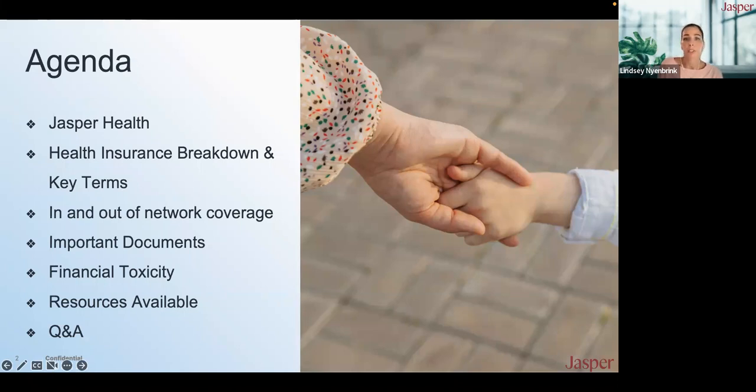Now let's take a look at what you can expect during today's webinar. Today's session will focus on a few key areas. First, we will share a little bit about Jasper Health and the programs available to you through our app and website. We will then answer the loaded question, why is it important to understand my insurance benefits? We will review what health insurance is and why it is important to have, as well as key terms that are important to know when it comes to health insurance benefits. We will discuss the difference between in and out of network coverage. We will also discuss important documents such as an EOB, why it is important, and what you should be checking on your EOB. We will also be going over what financial toxicity means and how it can affect you. Lastly, we will end the webinar with a Q&A.